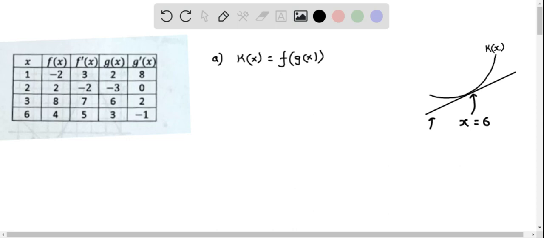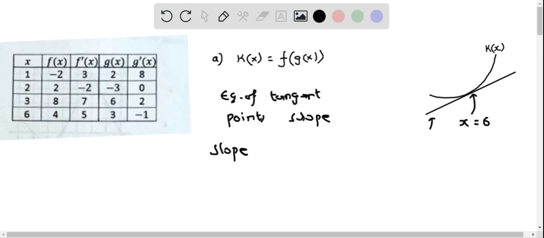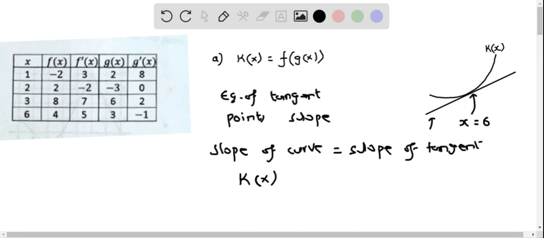So first, for finding the equation of the tangent line, we need two pieces of information. That is, we need the point as well as the slope of the tangent. And from the figure, we know that the slope of the curve equals the slope of the tangent. So first let's find the slope of the curve. For this, we can use the equation of k of x. So we can find the slope.